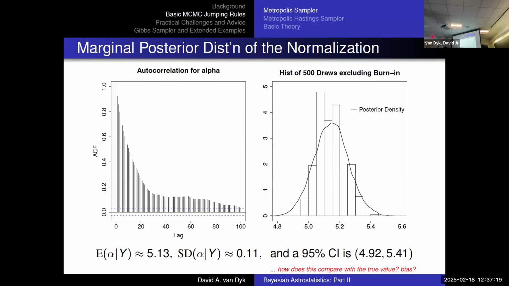Then you can see the correlations coming down by the time you get to lag 40. It never quite gets to 0, which is a little disconcerting. But the answers don't look too bad. This is the histogram of the posterior distribution. The curve is just a smooth version. And here is the true value.